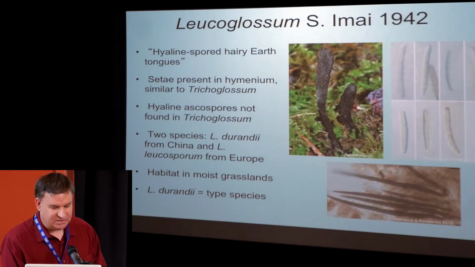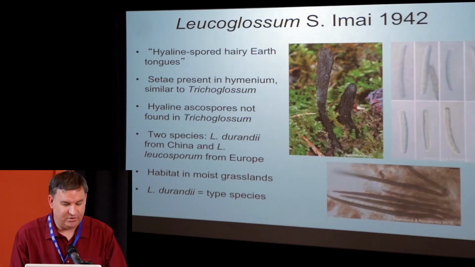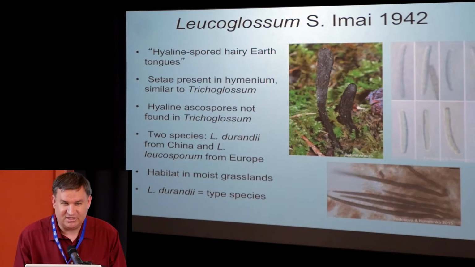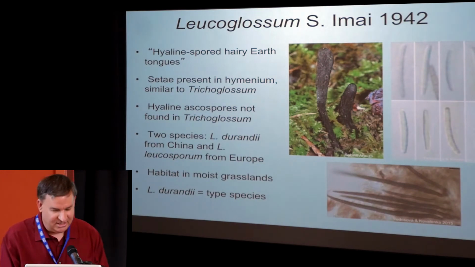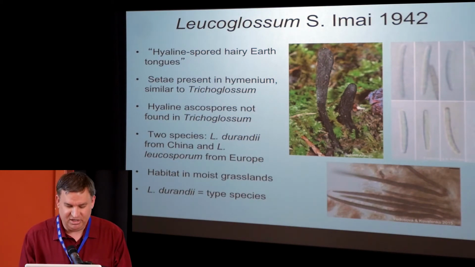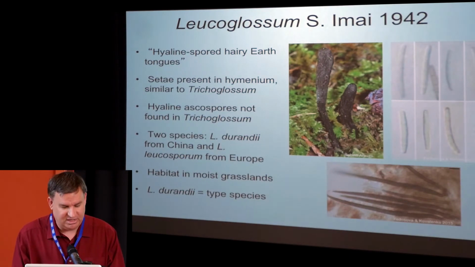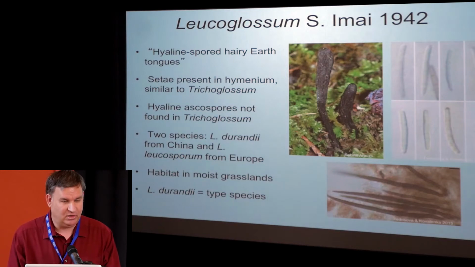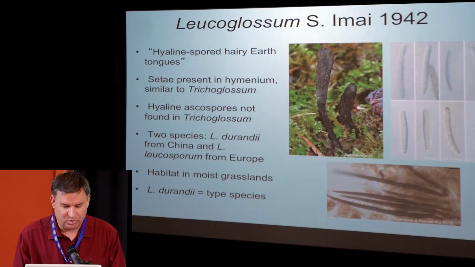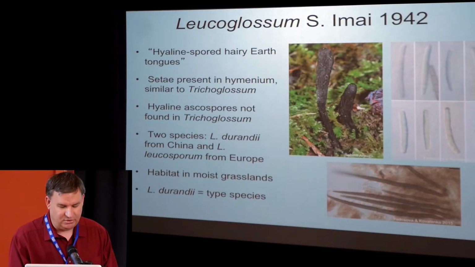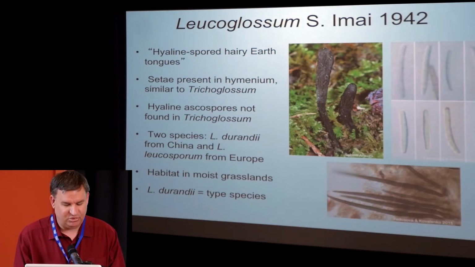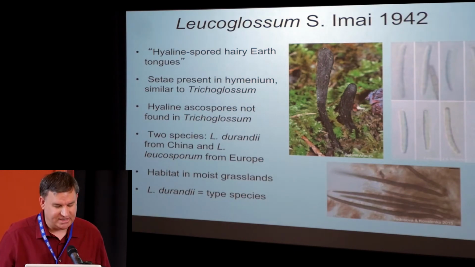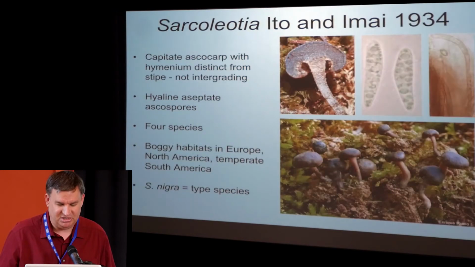Then we have Leucoglossum, the hyaline spored hairy earth tongues. All right, don't you love these common names? This is great. So the setae are present in the hymenium. It's similar to Trichoglossum in that respect. The hyaline ascospores are not found in Trichoglossum. All of them are darker spored. There's 2 species so far from China and from Europe. These occur in moist grasslands, and durandii is the type species.